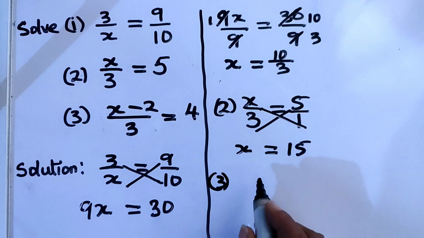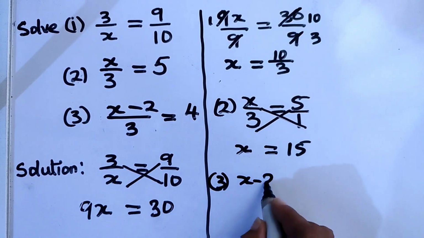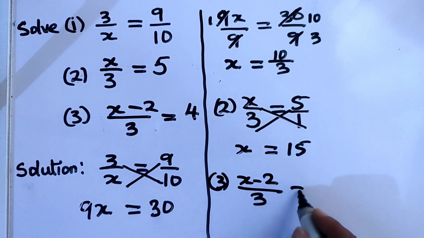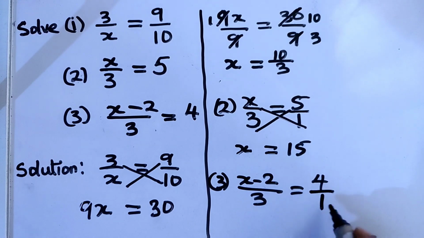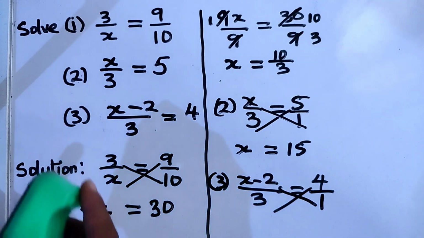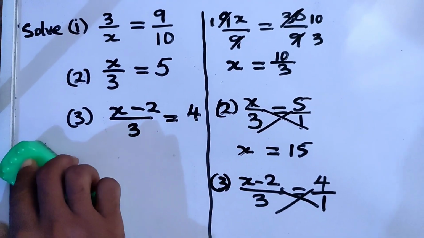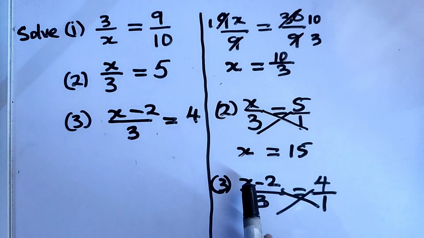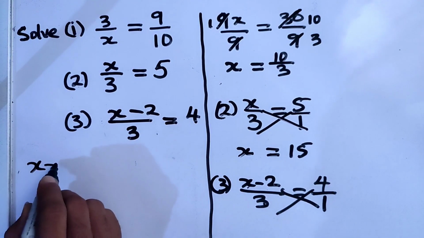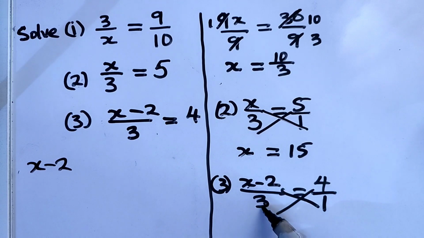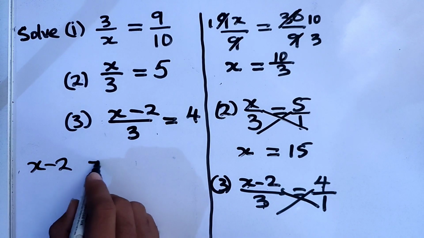Number 3, we have to solve x minus 2 divided by 3 equals 4. Of course, you know that 4 is the same as 4 over 1. Now we can cross multiply. Let me clean here and leave the question. This means we are going to use 1 to multiply x minus 2 to give us x minus 2, and we are going to use 3 to multiply 4 to give us 12.